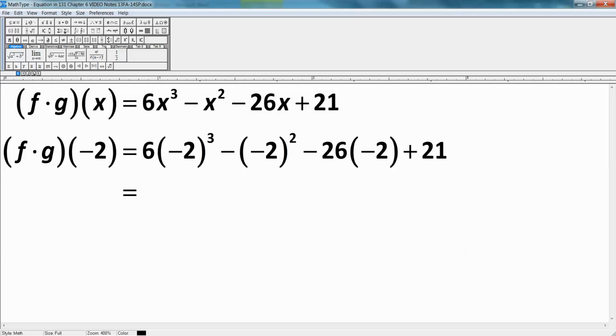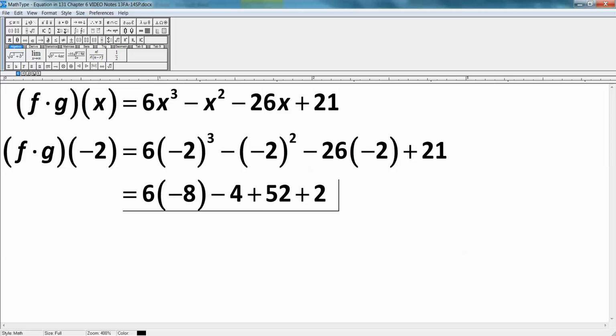Okay, so this first one, this is 6 times -2 cubed, which is -48. Minus, and this is where the parentheses really come in handy. When you take a -2 and you square it, that turns it into a +4. So this part right here is +4, but then I have a minus. So it's minus +4, or -4. Minus 26 times a -2 is plus 52. And then plus 21 is still sitting on the end.